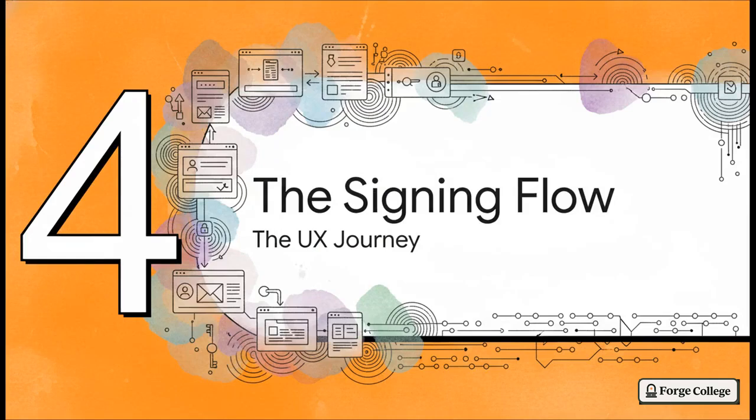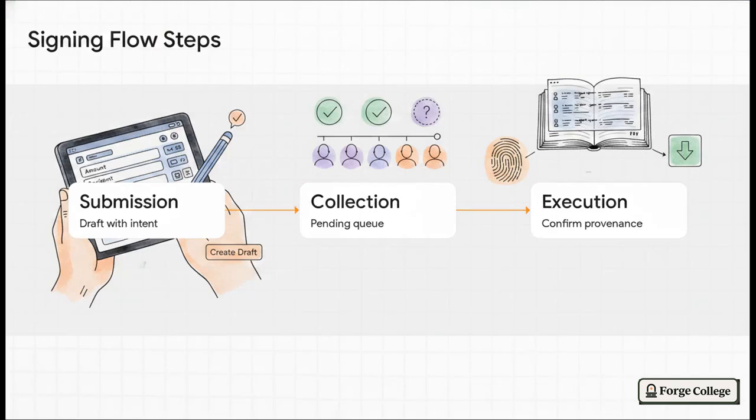All right, part 4. Designing the signing flow, the UX journey. So how do we make this complex cryptographic dance feel completely natural to the user? We do it by breaking the process down into a super clear 3-step UX path. Step 1 is proposal submission. This is where a manager creates a draft.